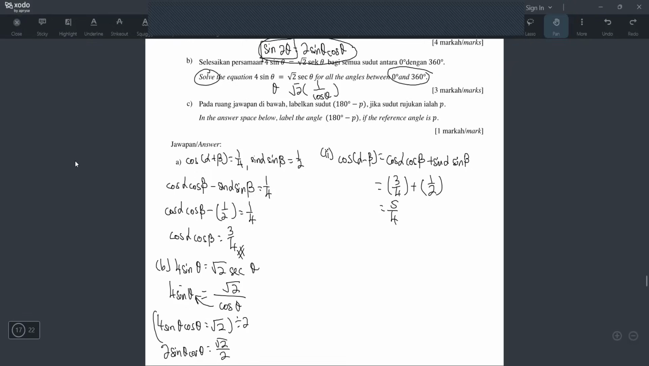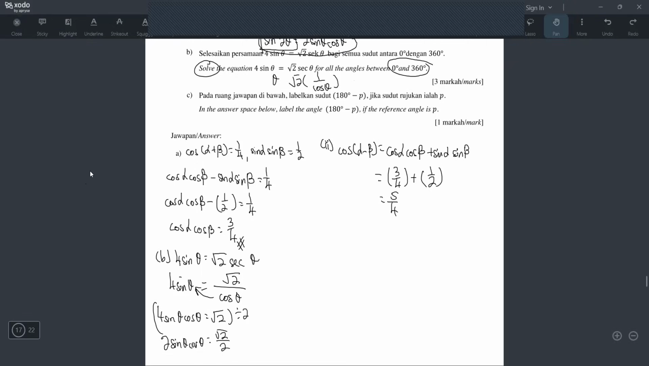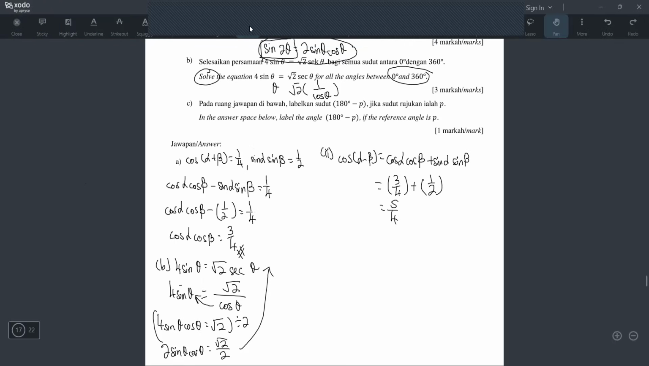The reason I'm doing this is because I want to change this whole thing to 2 sine theta cos theta, which becomes sine 2 theta equals square root 2 over 2. Now you can solve for sine already. That's why. For students that ask me, hey sir, why don't you divide by 4?